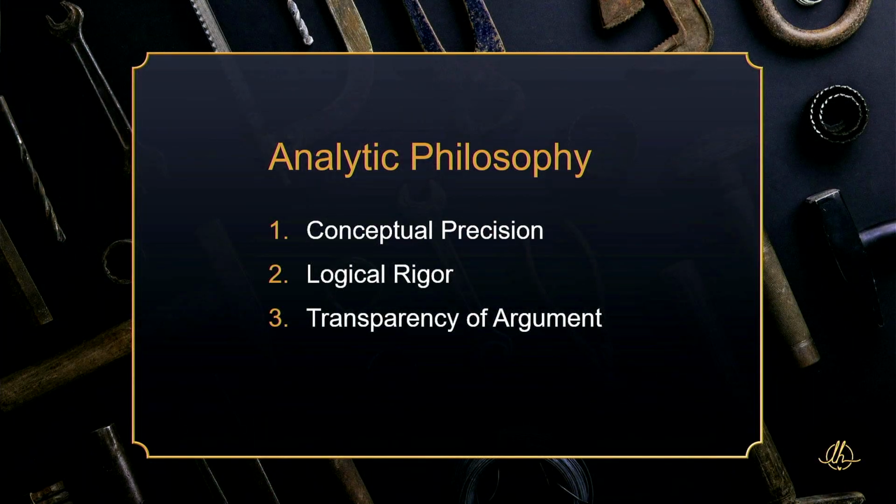Once again, analytic philosophy is just really the whole enterprise of careful reasoning, especially using symbols and logic to test things to see if they're true. Analytic theology seeks three things according to Phil Weston. 1, conceptual precision. 2, logical rigor. And 3, transparency of argument.